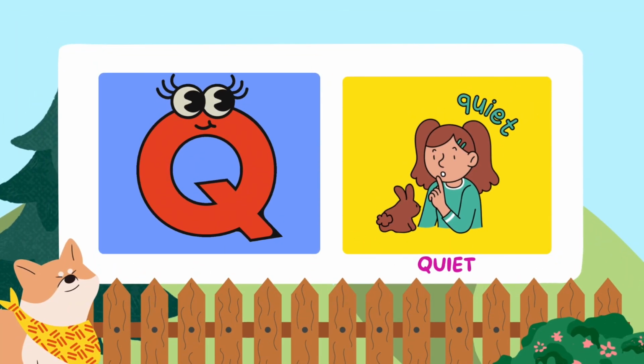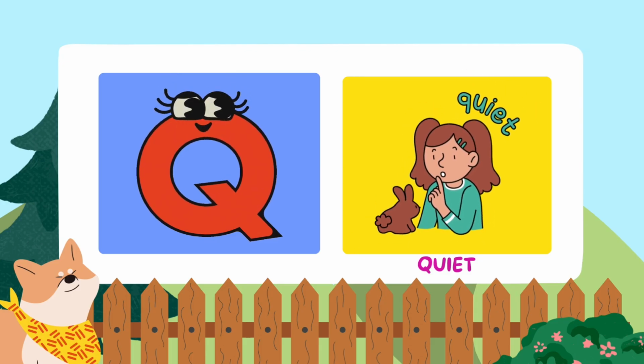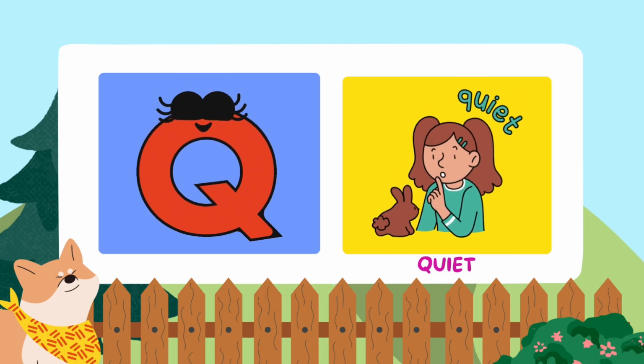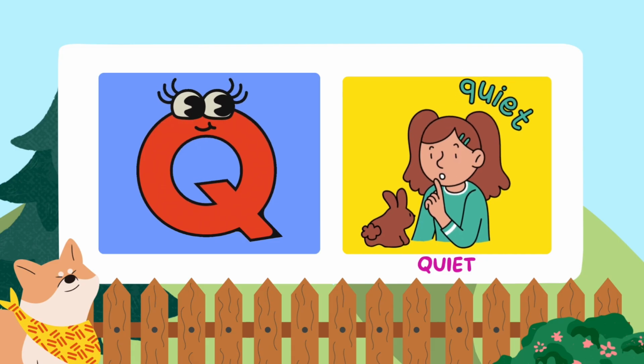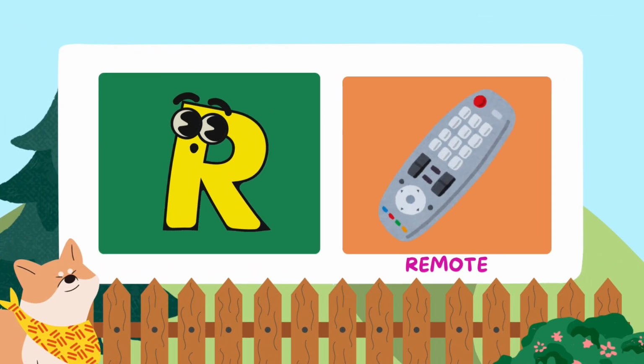Next is Q. Q for quiet. Shh. Quiet. Q, U, I, E, T. Keep quiet, kids.